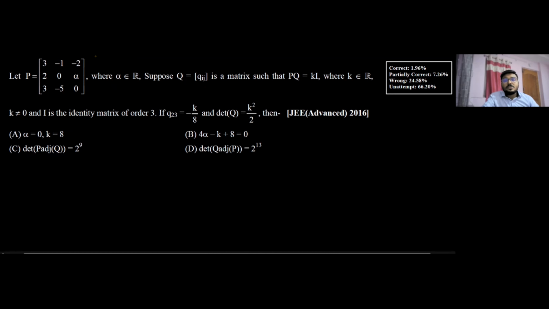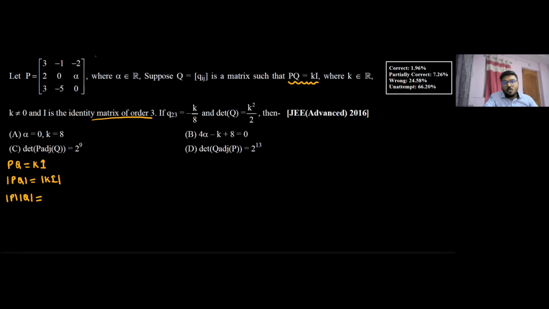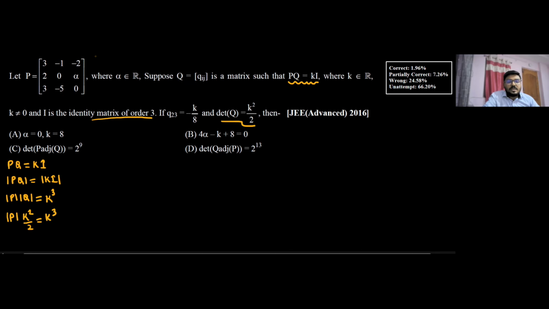Let us start. So here is a relation given, which is PQ equals to KI. And we can take determinant both sides. So that would be determinant of PQ equals determinant of KI. And we can write these determinants individually. And as I is a matrix of order 3, K can be taken out with power 3 and determinant of I is 1. Also determinant Q is given as K square by 2. So determinant P into determinant Q is K square by 2. So we can write determinant P is 2 times K.